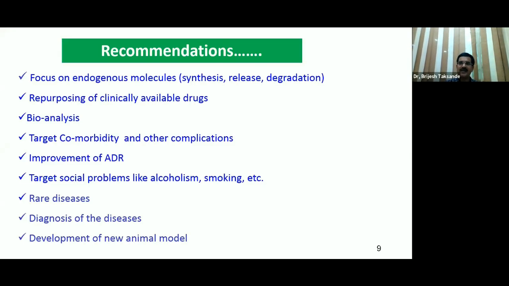I'm again repeating it. These are just recommendations. These are just indicative guidelines and not rigid ones. You can talk with your guide. You can talk with your supervisor, and ultimately you can finalize. You can work on these recommendations, and ultimately you can finalize your protocols during the course of time.